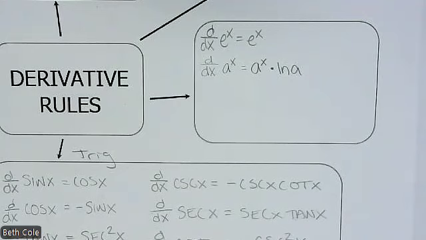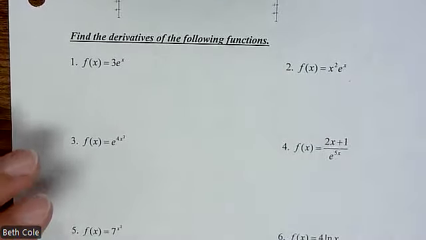Okay. So for example, if you had 3 to the x, the derivative would be 3 to the x times ln of 3. It's not hard, but it's one more thing to have to remember. So, there you go. All right, so let's try these first couple of problems. I like to teach you a rule, do a few problems.